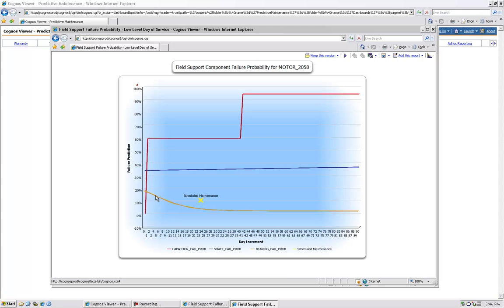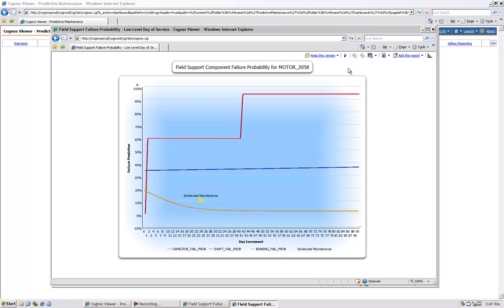As you can see, this unit has a number of issues going on. We have a bearing failure that actually by the time of the maintenance is on a decline, but never really gets above 20%. Whereas we have a shaft failure that's fairly high at 35%. And then what's more interesting is this capacitor failure, which has a very steep ramp up in failure probability very early on, and it's well before the scheduled maintenance. So as you can see, if we can move the scheduled maintenance back, we may very likely prevent a failure of this motor.